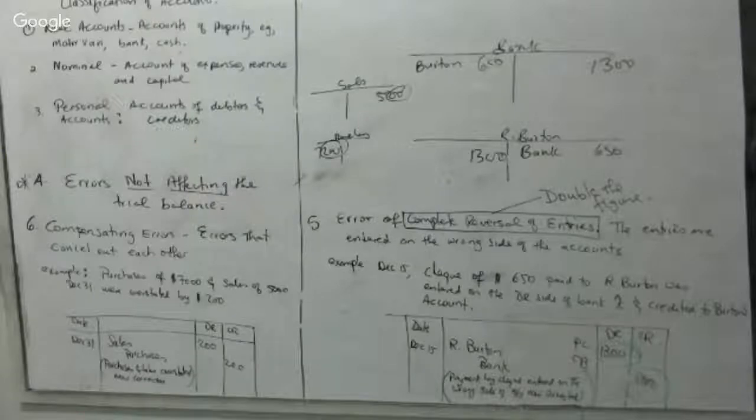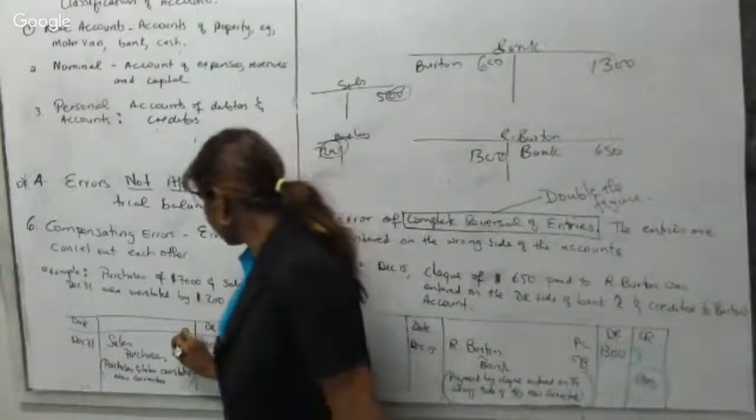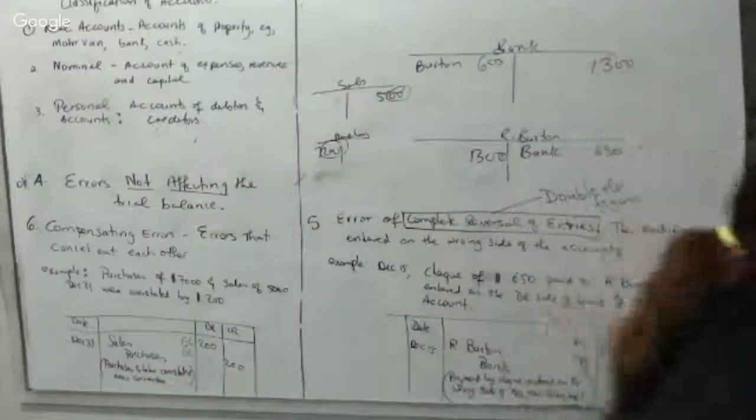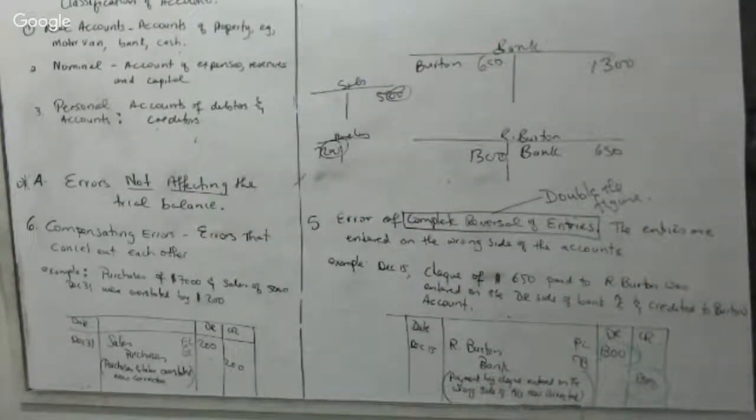In that sense, compensating error is kind of similar to the reversal entry. The only difference is that you have double figures compared to compensating error. Kind of similar to which one? The reversal. It's not similar. No? It's not similar.